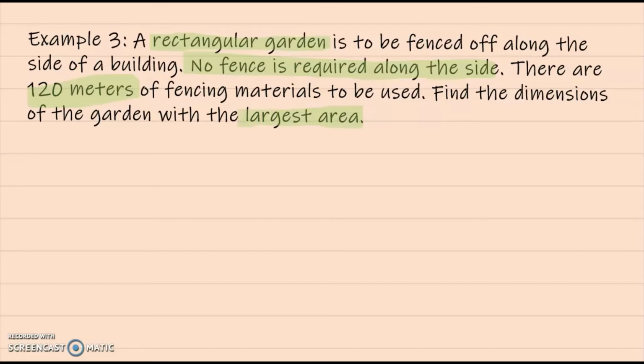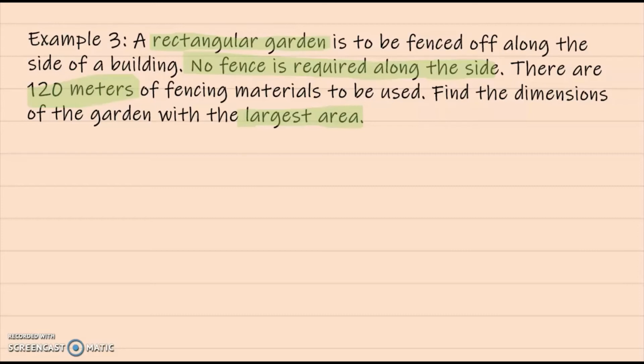So similar with our example number 2, we will need two formulas for this problem to be solved. We have the perimeter, and we will also make use of the area. Since we have a hint that we have to find the dimensions of the garden with the largest area, we know that our optimization equation will be the equation for the area of our rectangular garden.